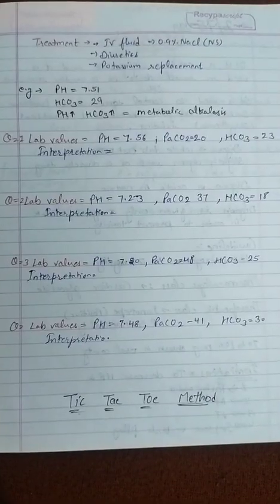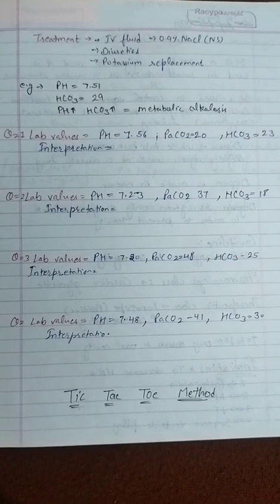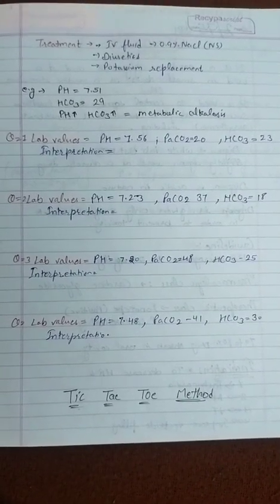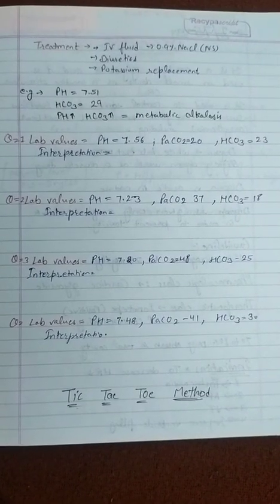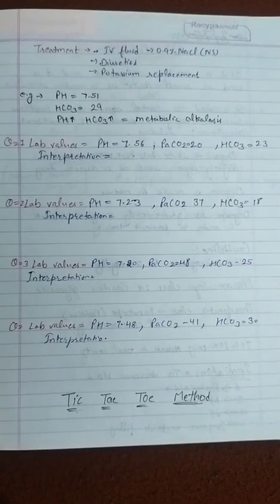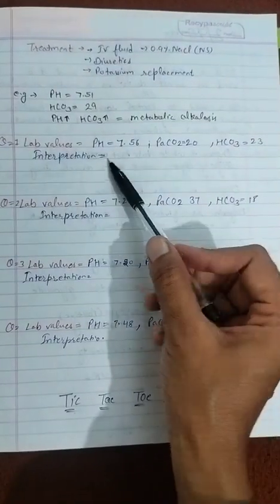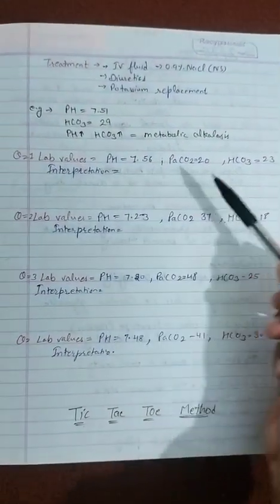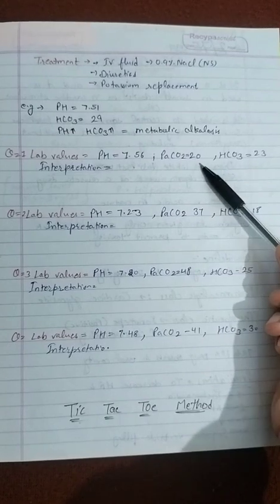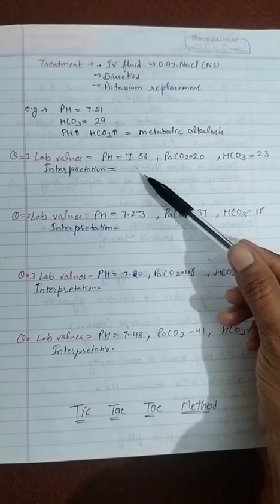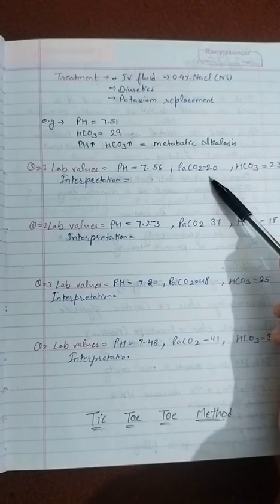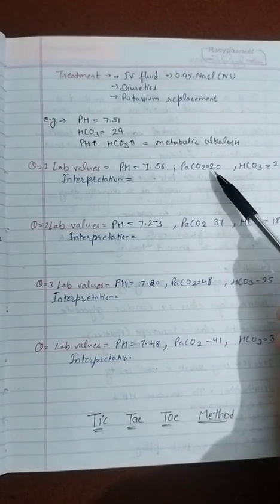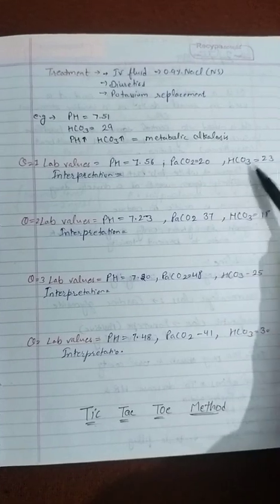So friends, these were the 4 conditions. Now we are going to solve some questions about acidosis and alkalosis, like those usually asked in the exam. In the first question, you can see the pH is 7.56 and the CO2 is 20. Means the pH is more than normal and CO2 is less than normal and HCO3 is normal.